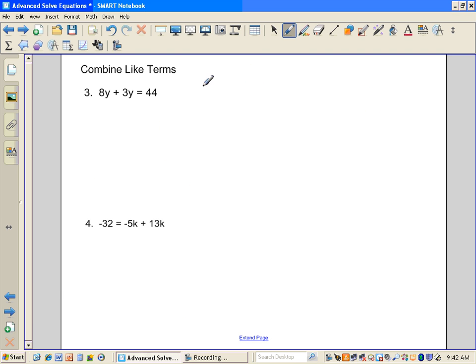So sometimes we need to combine like terms. Like terms are when you have variables or numbers that need to be combined, and you can combine variables with variables and numbers with numbers. Here the first term is 8y and the second term is 3y. Since they both have a y, you can just combine them, and since we have the addition sign here, we're going to combine them by adding. So 8y plus 3y is 11y. That's still equal to 44 on the right-hand side. Solve for y. Y and 11 are being multiplied. The opposite of multiplication is division, so y is equal to 4.